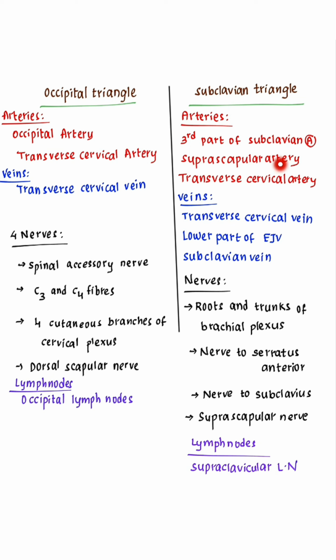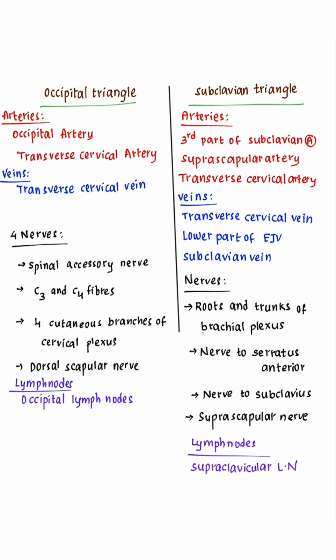Suprascapular artery is a branch of thyrocervical trunk. Transverse cervical artery is also a branch of thyrocervical trunk. Veins: transverse cervical vein drains into external jugular vein. Lower part of external jugular vein. The terminal part of external jugular vein pierces the roof of the posterior triangle and drains into subclavian vein.